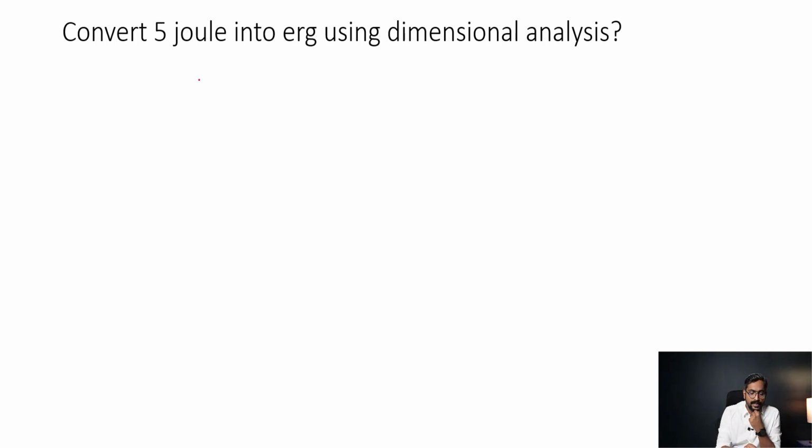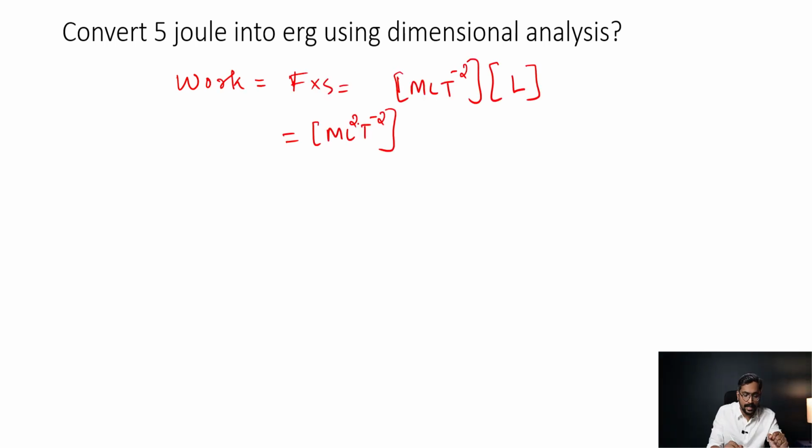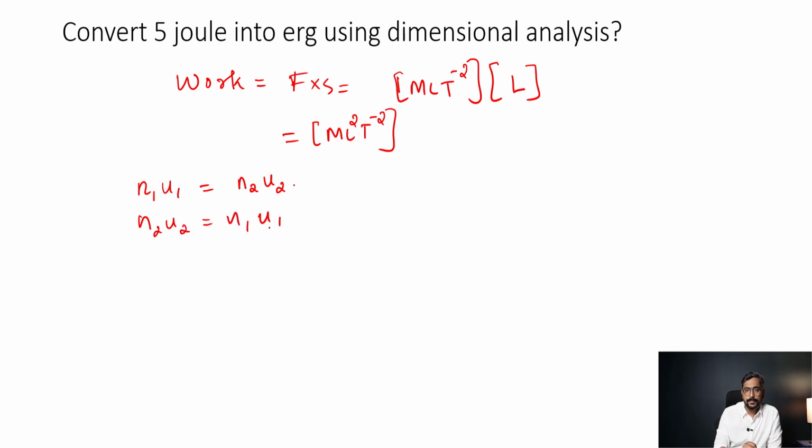So you all know that the dimension of work or energy is ML²T⁻². This is the basic unit. Now, we know one very important thing: n1 u1 is equal to n2 u2, or n2 u2 is equal to n1 u1, right?